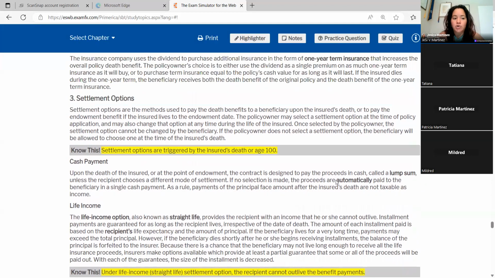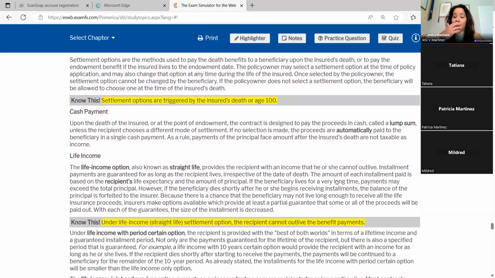Then we go into the settlement options. It could be cash. It's also called lump sum. You get one payment of all the proceeds of the insurance. Payments of the principal face amount after the insured's death are not taxable as income.